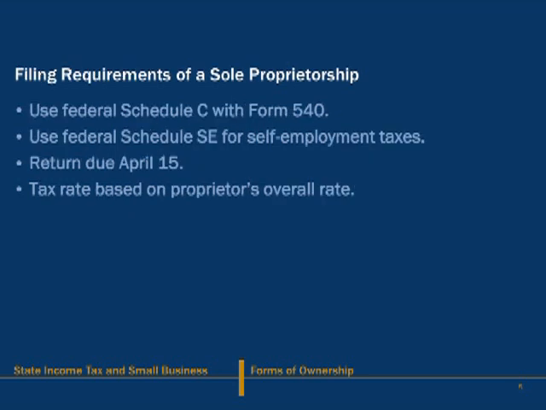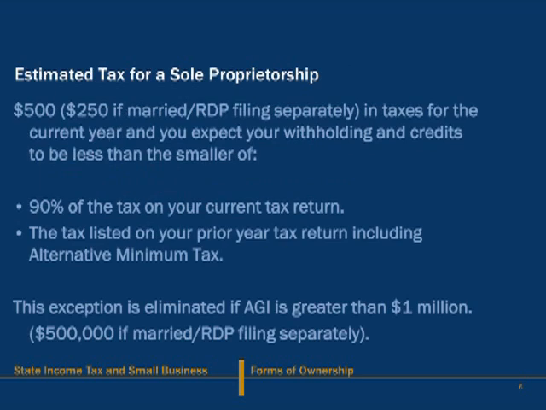The owner of a sole proprietorship reports business income and expenses on a federal Schedule C, Profit or Loss from Business. When you complete a federal Schedule C, you must then provide a copy of your federal return, including Schedule C, with your Form 540, California Resident Income Tax Return. The return due date is normally April 15th for calendar year taxpayers. The tax rate is based on the proprietor's total taxable income, which includes all sources of income, that is, wage income, investment income. The sole proprietor will need to pay estimated taxes quarterly unless there are no other sources of income, such as wages from an employer where they take withholding from the paycheck.